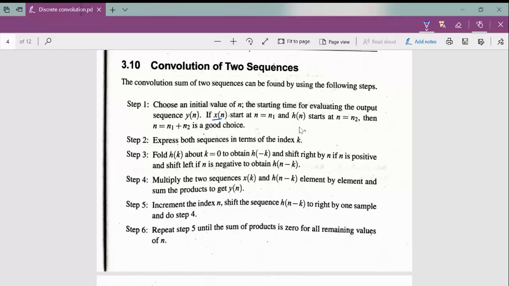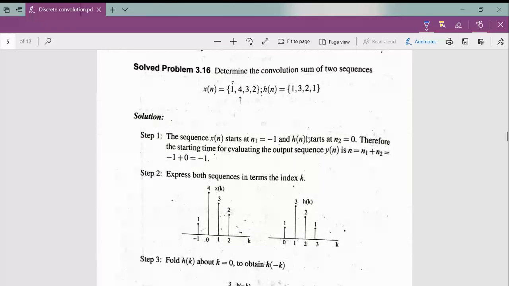Let's see one example. Here they are asking us to determine the convolution sum of two sequences. They give us two sequences, h of n and x of n. x of n is 1 4 3 2, and h of n is 1 3 2 1, and here they have denoted one arrow. It shows the value corresponding to 0, that is, n equal to 0. From this, 4 is the value at 0, so 1 corresponds to the value at minus 1.